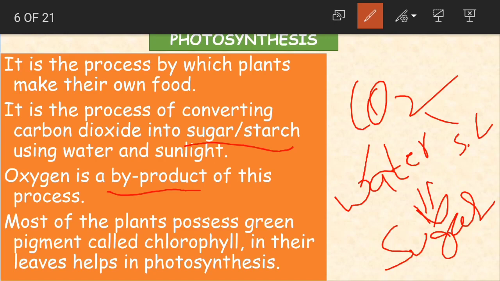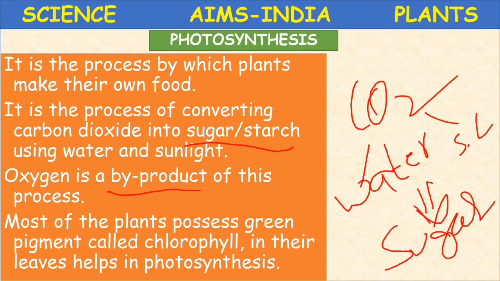Clear children? And most of the plants possess a green pigment called chlorophyll in their leaves. As we learnt earlier, they have a green pigment which is called chlorophyll. So where is the chlorophyll? It is in their leaves. And this chlorophyll helps in photosynthesis. Clear children? So this chlorophyll helps in making the process of photosynthesis.